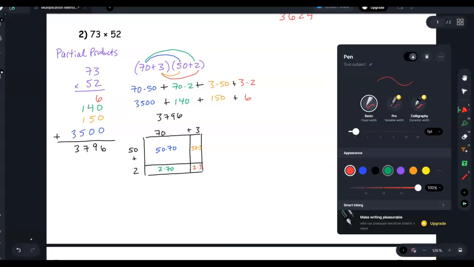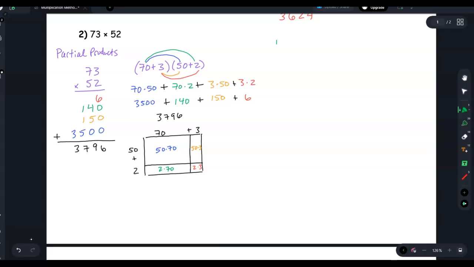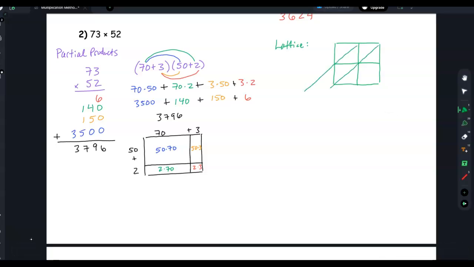And then I'm going to go ahead and do lattice next. Since these are both 2-digit numbers, it doesn't matter which one goes on the top and which one goes on the right, but I do need a 2x2 box. So I'll split it up like that, and then I'm going to go ahead and draw my diagonals that go down and to the left. And I'm going to put my numbers on the side. I'm just going to stick with 73 on the top and 52 on the right, but it doesn't matter.